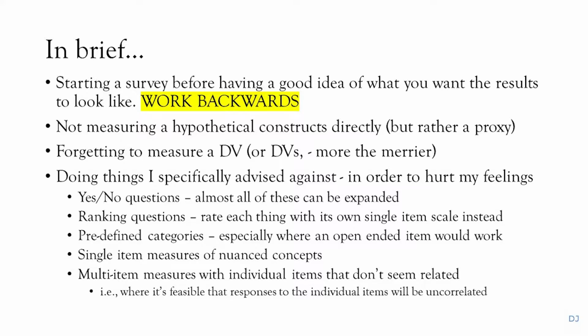Some things I specifically recommend against: yes/no questions. That falls into that usually nominal space that doesn't accurately generate this normally distributed data that we like to see. Ranking questions, hate those. Again, those are that ordinal kind of data. We can almost always do better. We can almost always move ourselves up to an interval related scale.